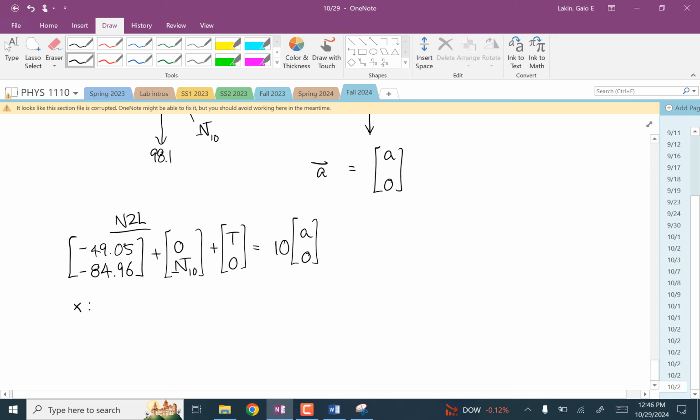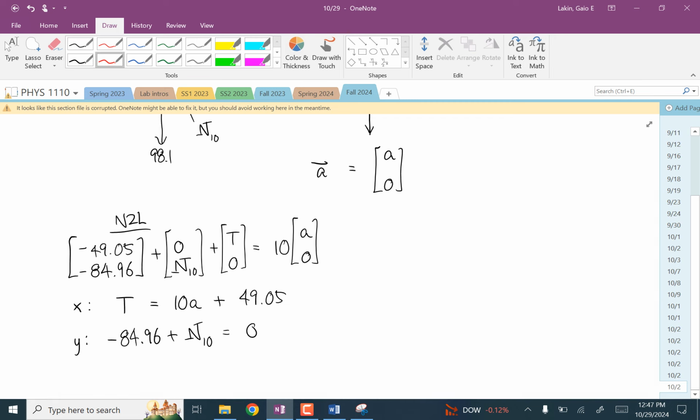So the x equation, I guess I'll rearrange it a little, says T is equal to 10A plus 49.05. The y equation says negative 84.96 plus N10 is equal to 0. We want A and T, and so this is the only one that has stuff that we care about. So we'll come back to that x equation. Anybody have any questions about any of those steps?